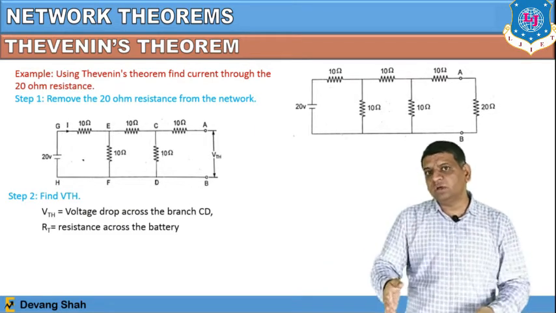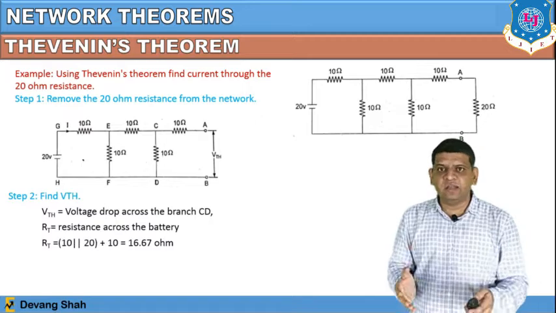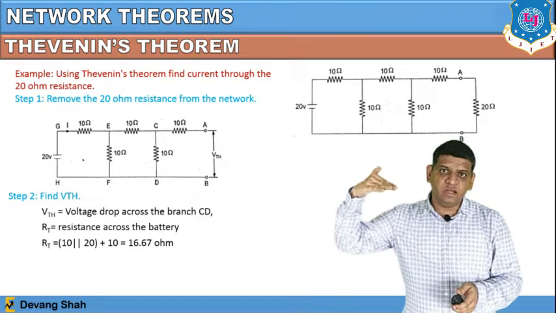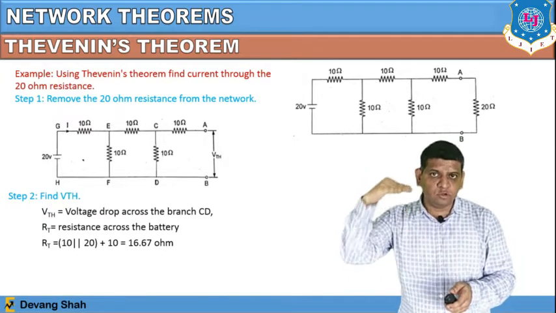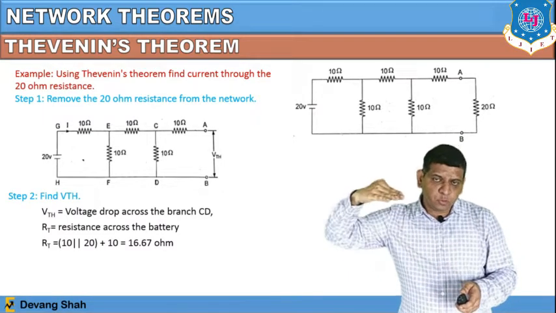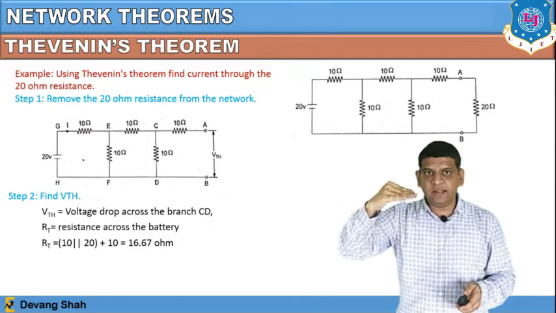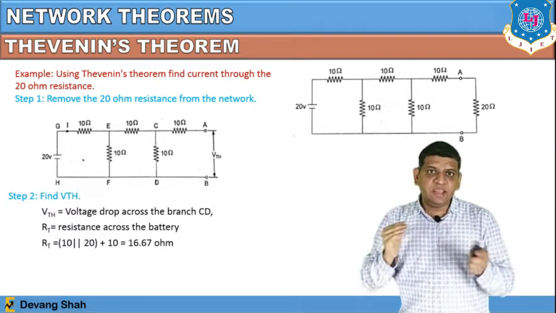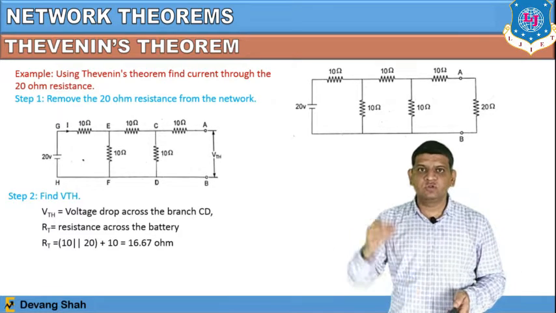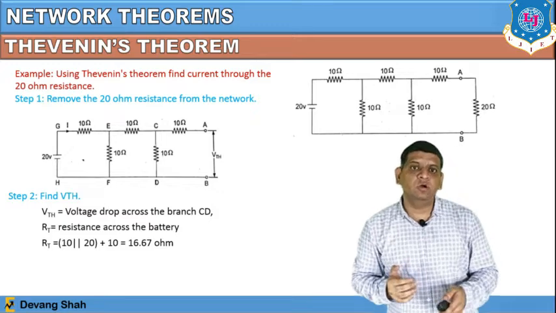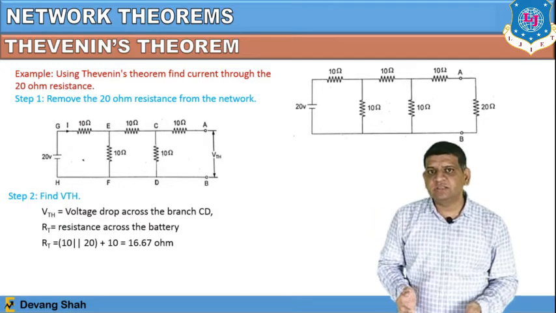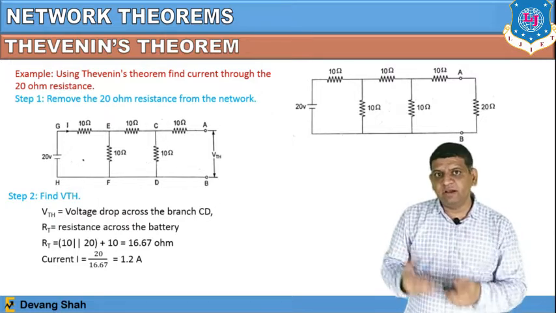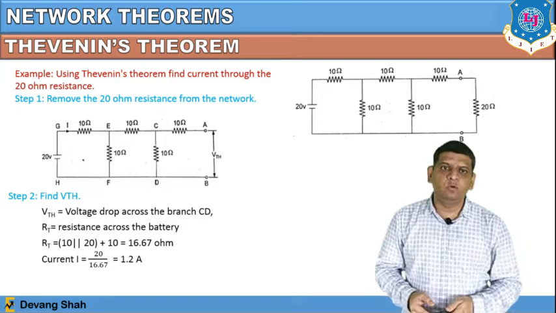So I am going to find the total resistance, RT, right? From the 20-volt source, you can see the two 10 ohm resistances are in parallel, and in series with the 10 ohm resistance, once you look from the 20-volt source, right? So ultimately your total resistance would be 16.67 ohm, and the total current of the circuit, I, is equal to 20 volts divided by 16.67 ohm, so it is 1.2 ampere, right?